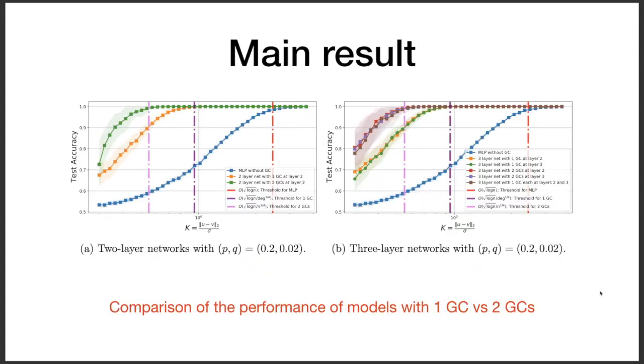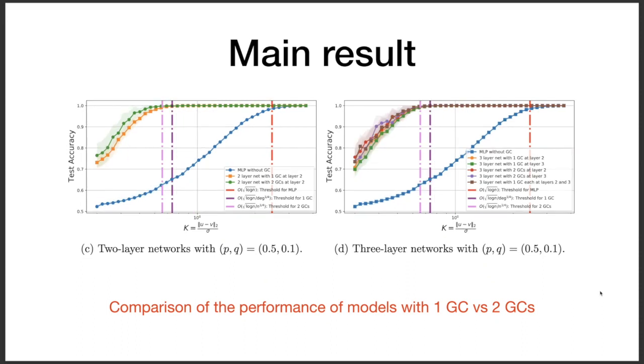So here's a plot for synthetic data. On the x-axis is the signal in the mixture, and the y-axis is the classification accuracy. In plot A, we see that for two-layer networks, two convolutions can classify the data in a larger regime compared to one convolution. And in plot B, we show the same thing for three-layer networks. Note that all networks with two convolutions placed in any of the layers perform mutually similarly and are better than all networks with a single convolution.